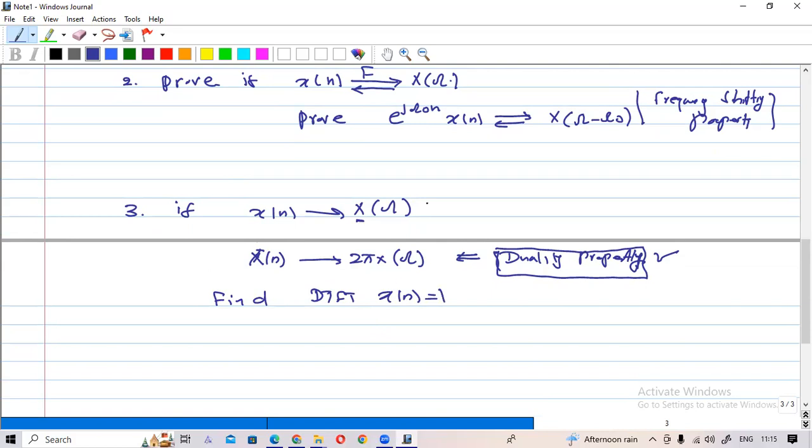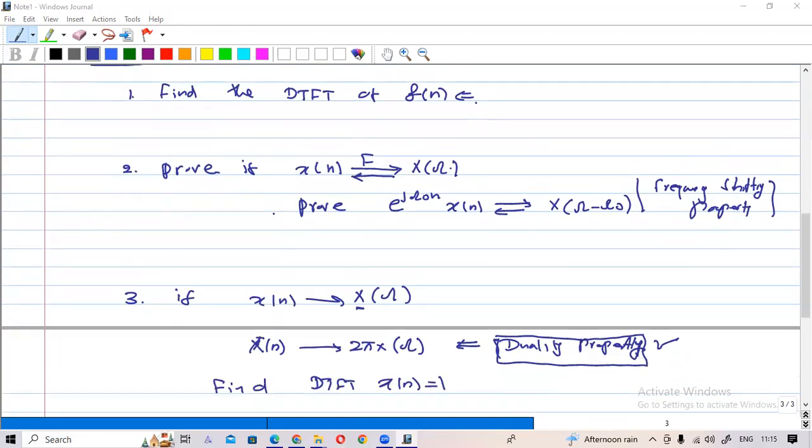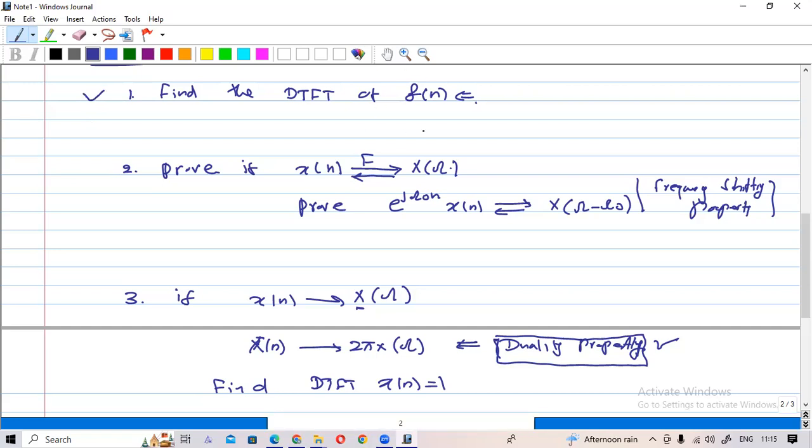So these are the 3 questions I gave you. Let's try to do this quickly. This example is very easy. Can anyone tell me what is the answer here for the discrete time Fourier transform of delta?